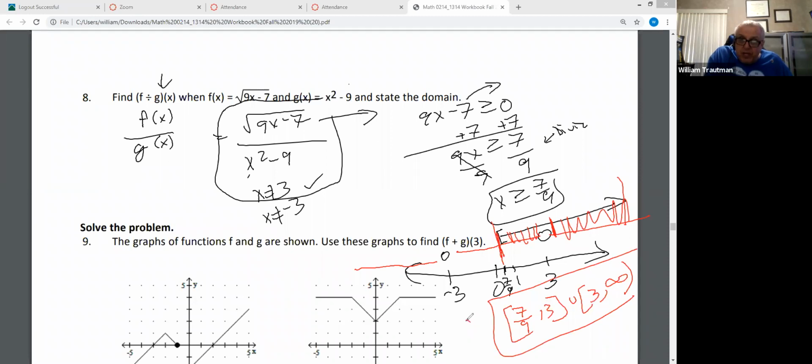So this is the way to write the domain for this problem. You have to do the domain for the top and the domain for the bottom. Look on the graph for each one and see where they combine. The bottom one, x cannot equal these numbers, but it equals everything else. And on the top, this is what x equals. They only correspond from 7/9 up to 3, and then on the other side of 3, all the way to infinity.